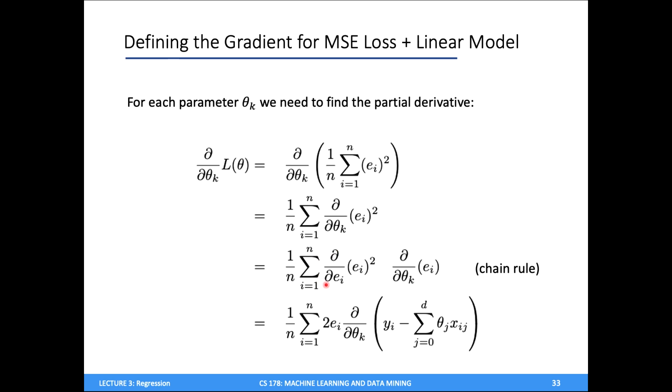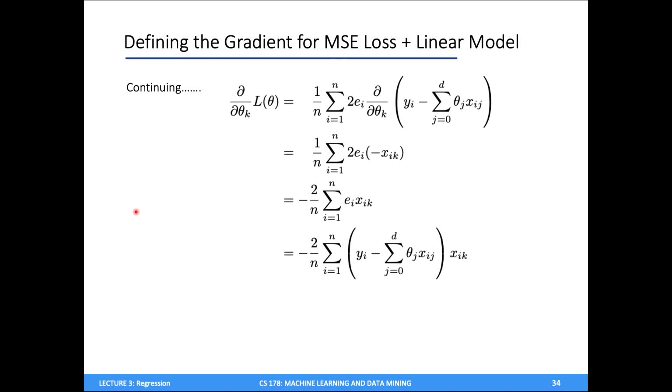So if I differentiate e_i squared with respect to e_i, again, it's basically just an ordinary derivative. We'll get 2e_i, so nothing fancy happening. And here, I just rewrote this error e sub i as that expression we had on the previous slide. So it's the difference between the true target and the predicted target coming from our linear model.